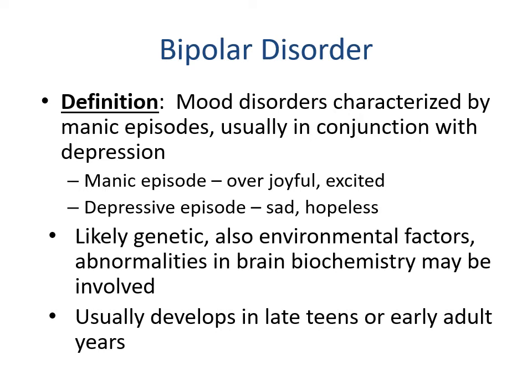It's likely genetic, though there are also environmental factors and abnormalities in the brain chemistry. This usually develops in the late teens or early adult years. There's usually some kind of trigger, such as moving away to college, graduating from high school, intense testing, senior year, etc. There's usually some kind of high-stress incident that is then followed by these symptoms.